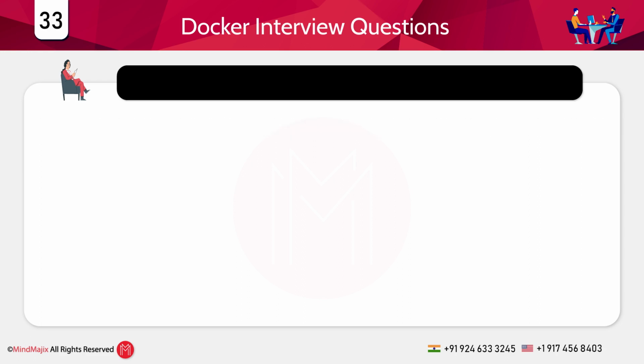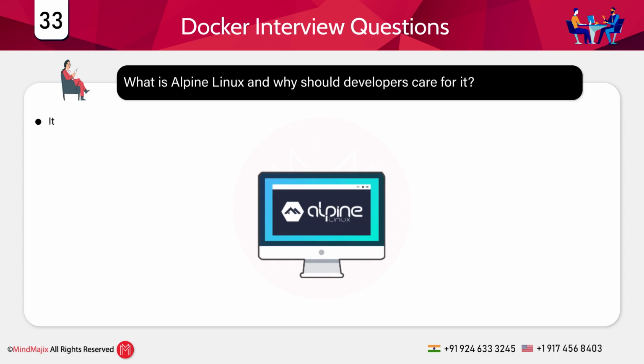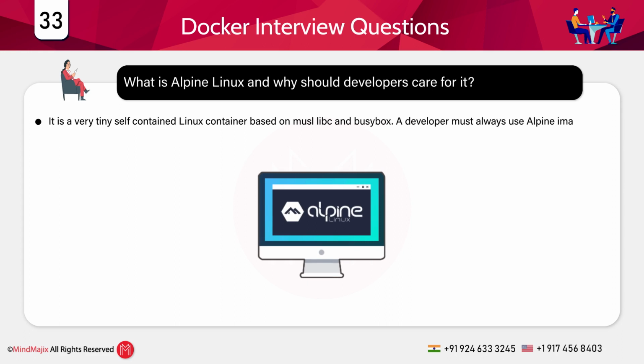The next question, what is Alpine Linux and why should developers care about it? The answer is it is a very tiny self-contained Linux container based on musl libc and BusyBox. A developer must always use the Alpine image to save space and reduce code footprint. You can find it here. https alpinelinux.org is the official website for Alpine Linux.